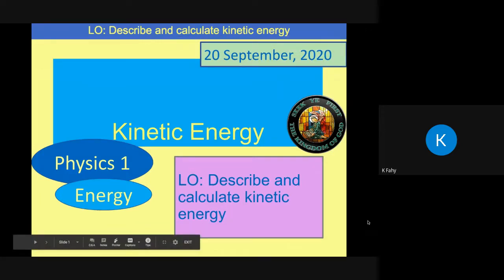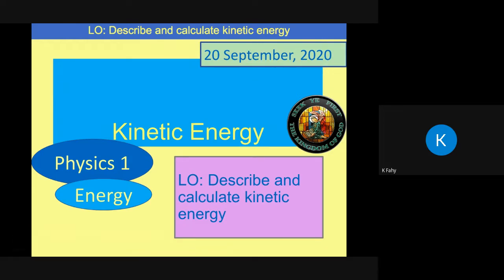Hi everyone. So we're looking today at kinetic energy. This is the first of our energy types that we need to focus on and go into in a little bit more detail.